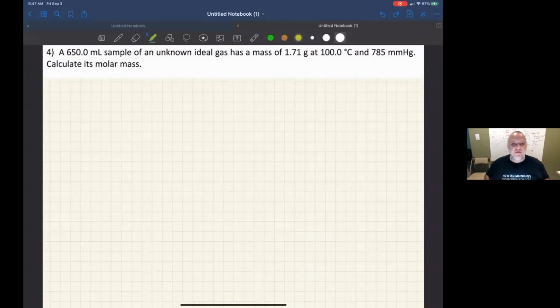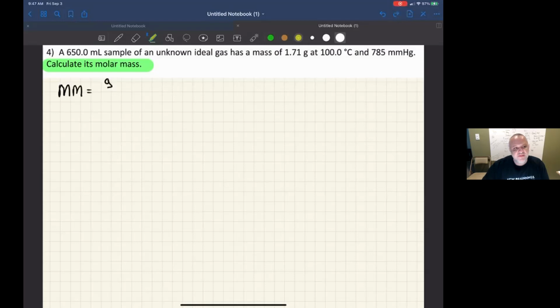Okay, here's a slight variation on a single condition ideal gas law problem. It's asking you to calculate the molar mass of an ideal gas. And so it's still going to be essentially a plug and chug situation, but we have to get to the point where we can do that.